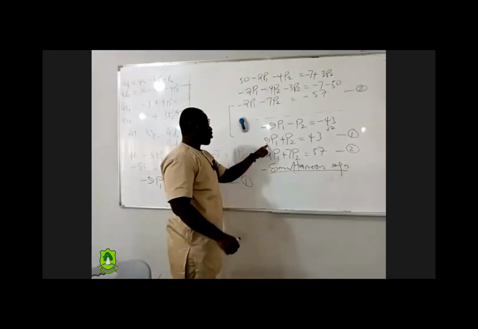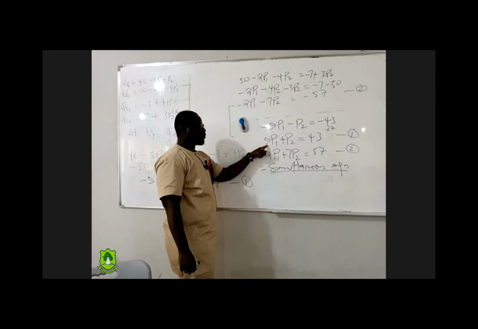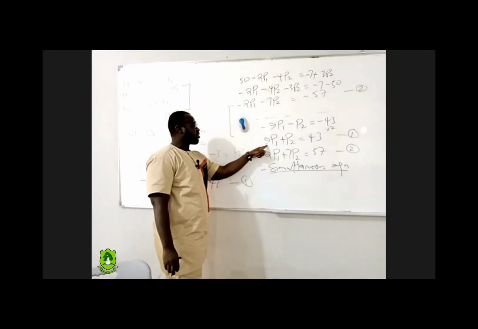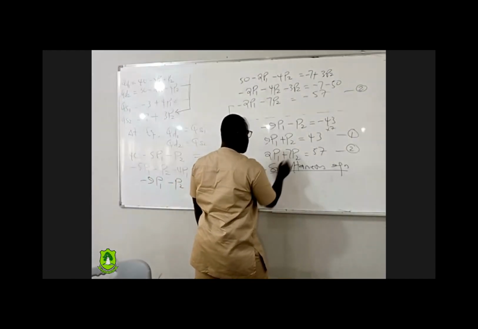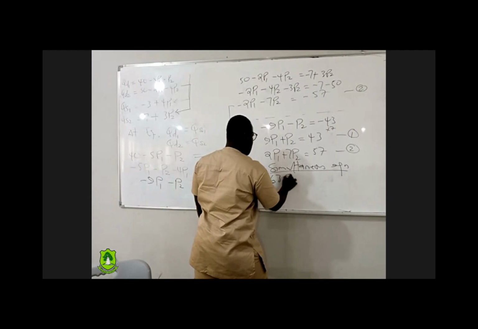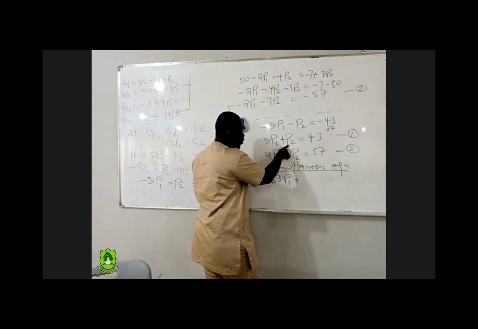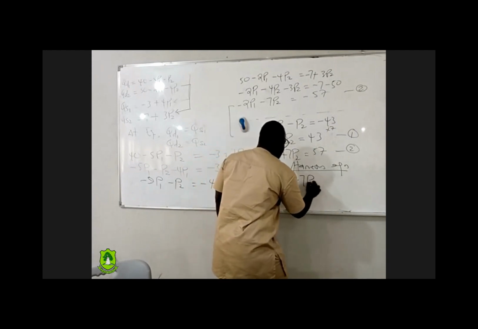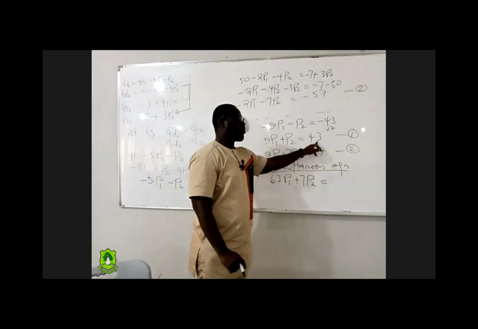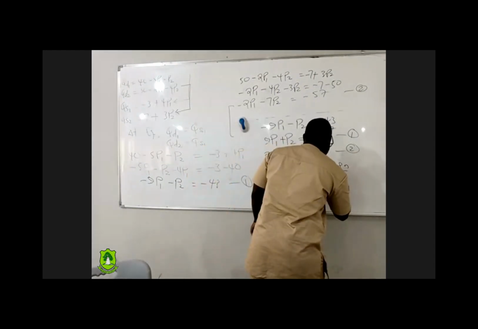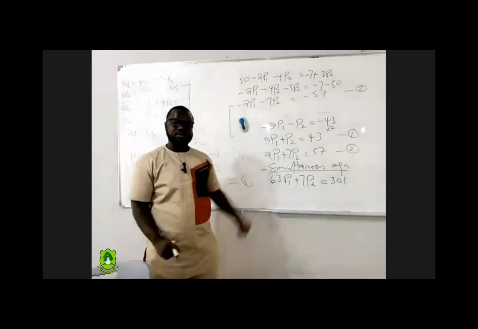So here times 7, what will you get? 7 times 9, 63. So here will be 63P1 plus this one times 7 will be 7P2. This one times 7, 301. And then what should we do to equation 2?